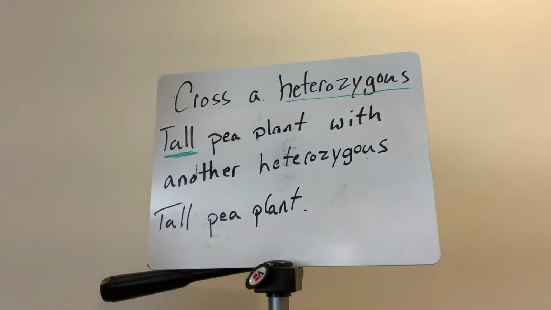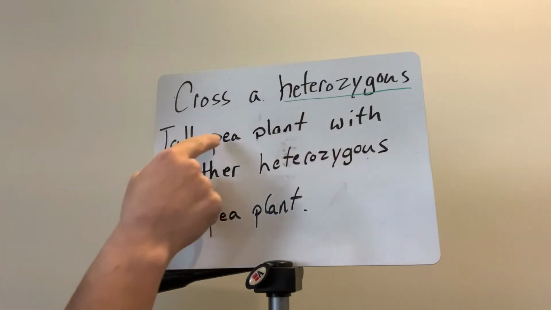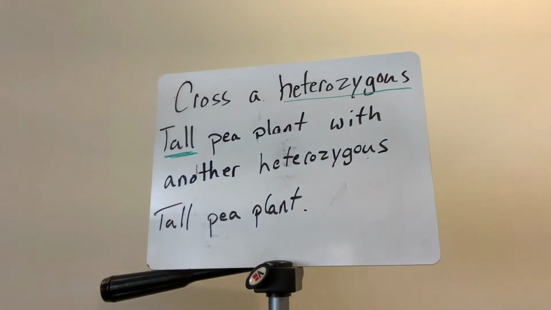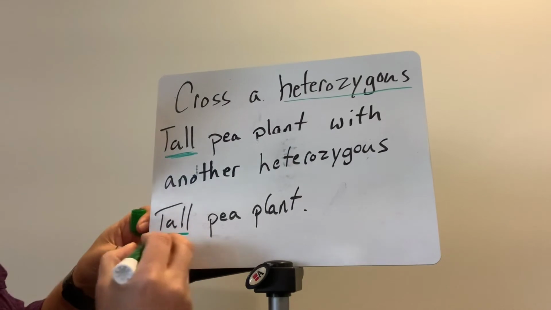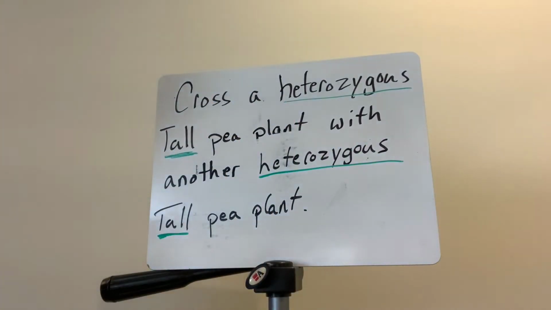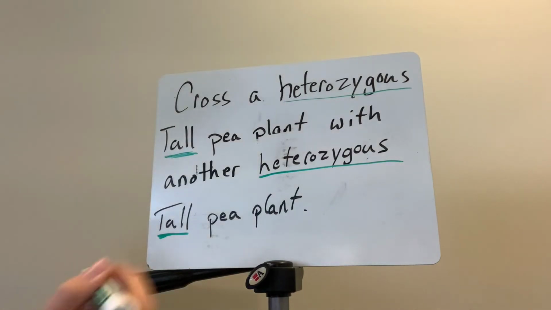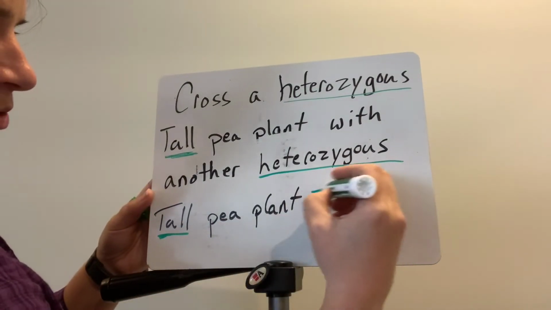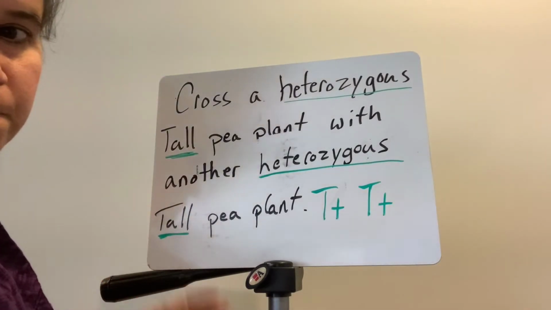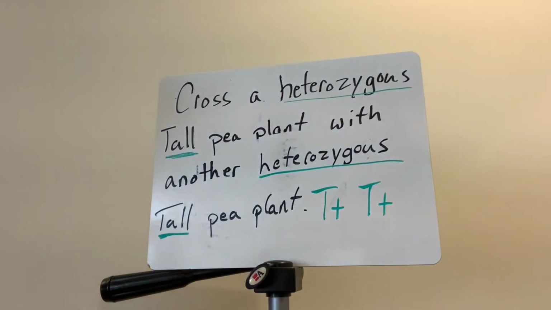All right, so I changed it up just a little bit for the next one. Now we're doing the same thing with the top here. We're crossing a heterozygous tall pea plant with another heterozygous tall pea plant. So both of these are heterozygous tall. They're going to have the same lettering. They're going to be capital T, lowercase t, and we're crossing it with a capital T, lowercase t. Okay? So let's go ahead and do that one.